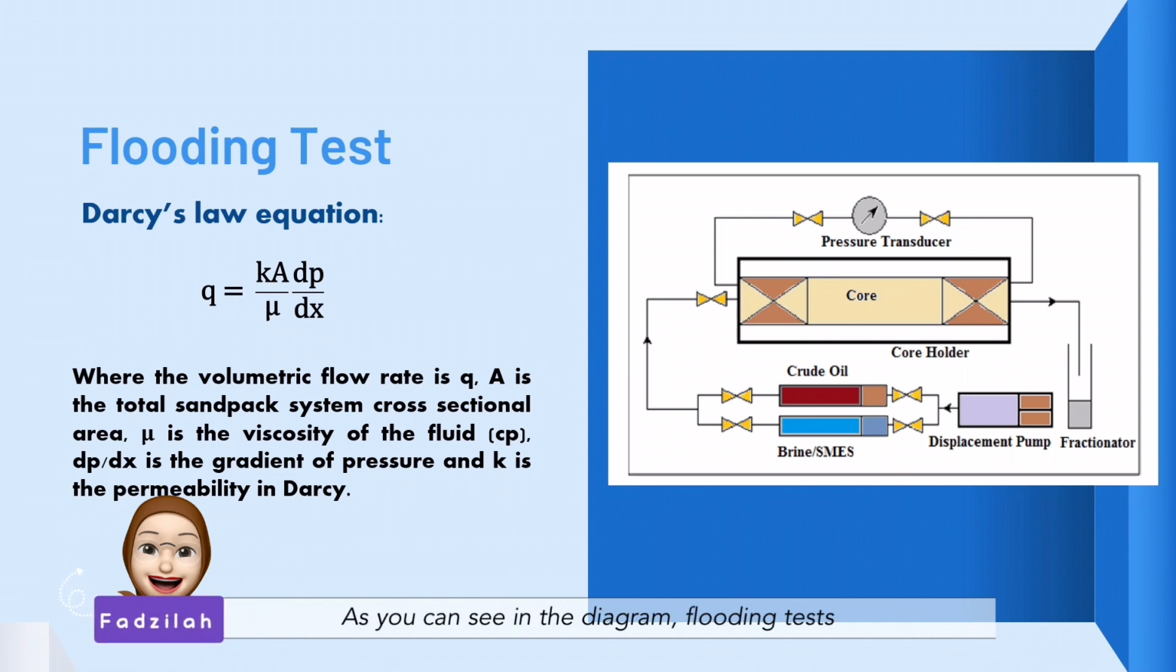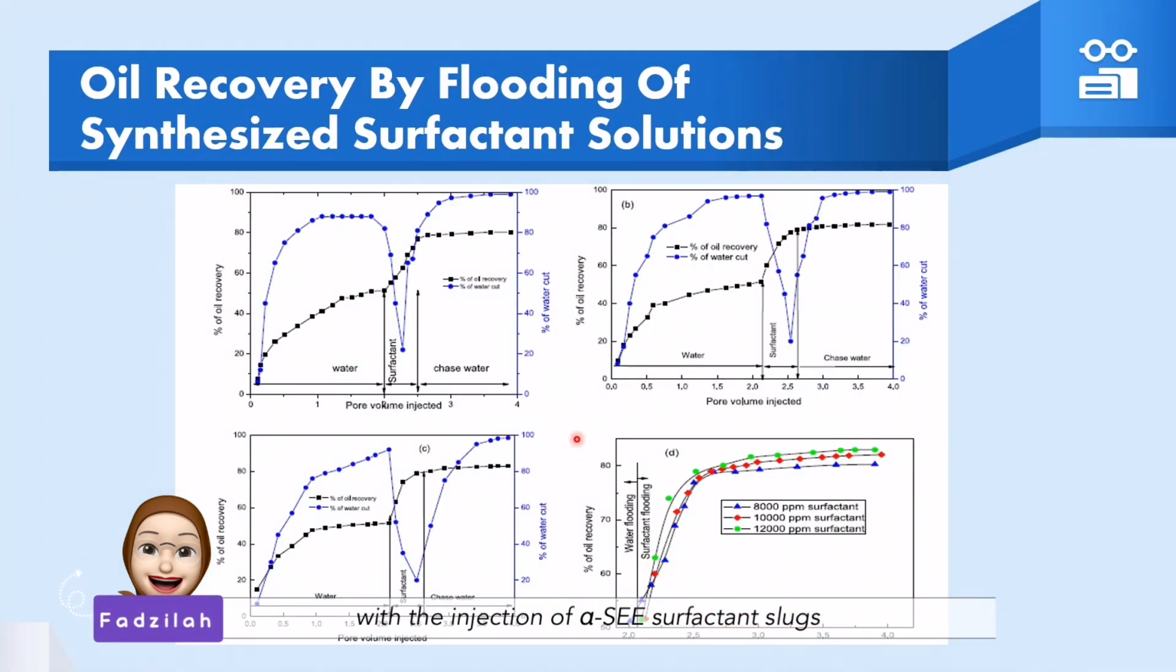As you can see in the diagram, flooding tests with the injection of alpha SEE surfactant slugs at 3 different concentrations were carried out in the samples, which are A, B, and C. There is a large amount of surfactant adsorbed on the rock surface during surfactant flooding. In order to account for this adsorption loss, flooding tests are also conducted at concentrations higher than the CMC, critical micelle concentration value, which is 8,000 parts per million, with surfactant slugs.